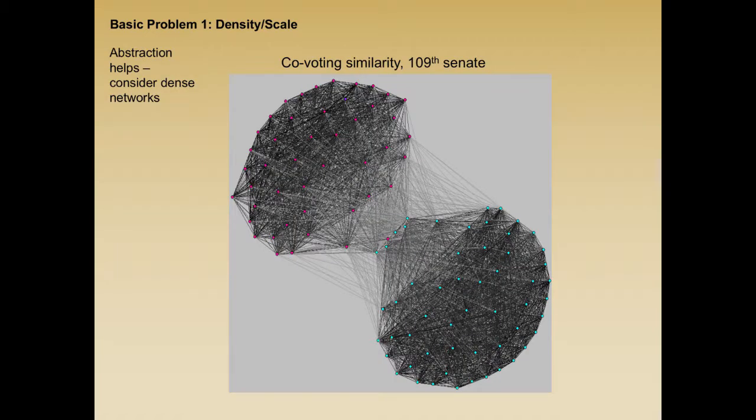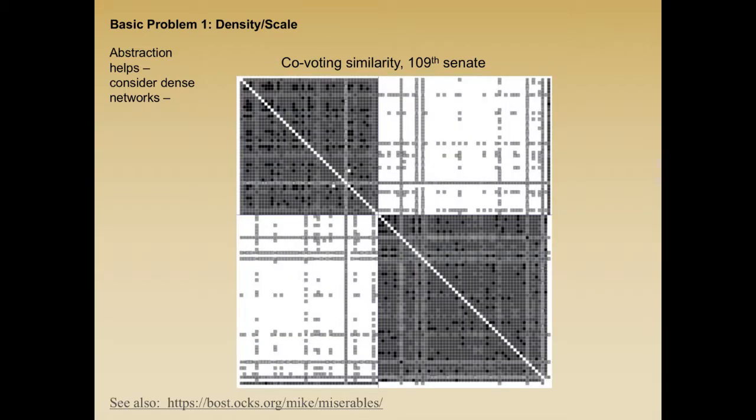The other thing you can do is move from a point and line network entirely. So this is the co-voting network that Peter showed this morning. And you can do something called a heat map. And heat maps are great if there's some obvious way of ordering the axes.